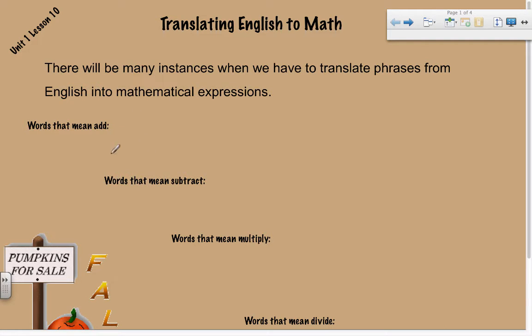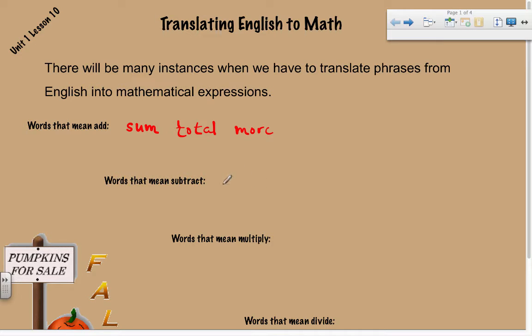So let's start off with the basics. Let's not just go build the new Tappan Zee bridge. So what does it mean to add? Words that mean add. Well, one big word is sum. Sum means to add. Total means to add. Like you total up a bill when you go to a restaurant. More means to add. Tomorrow in class, we'll see if anybody can add more words to these.